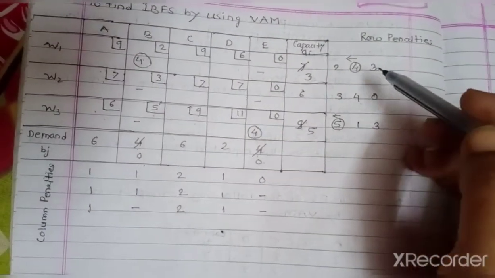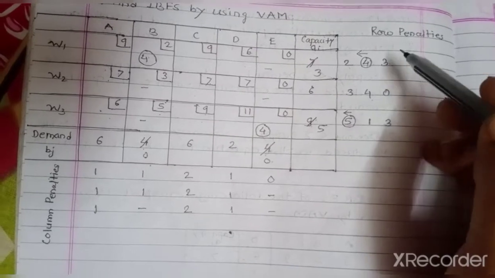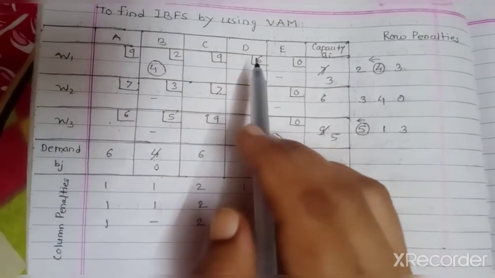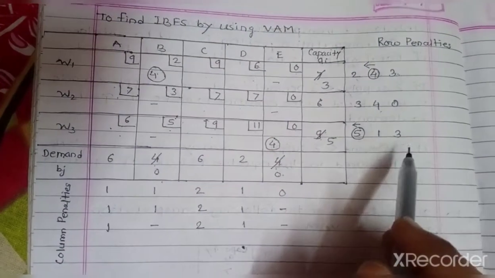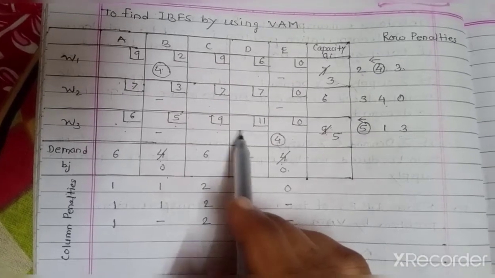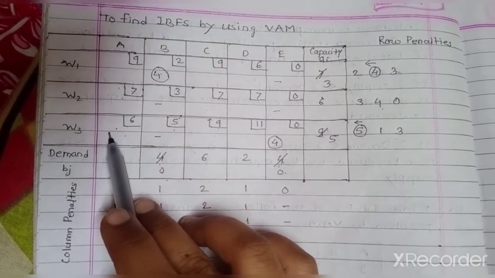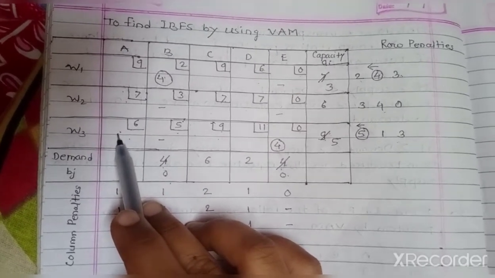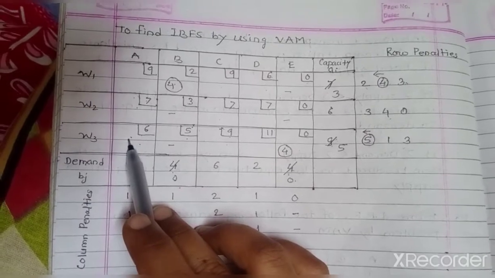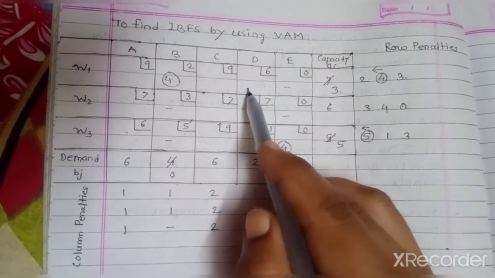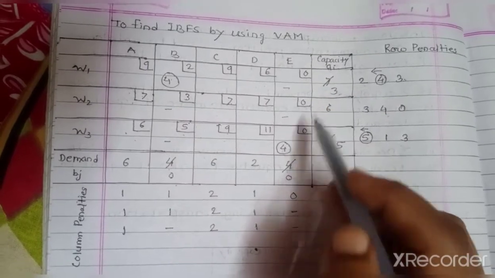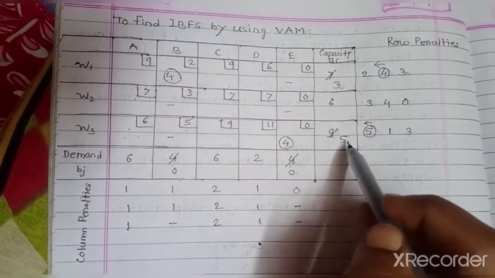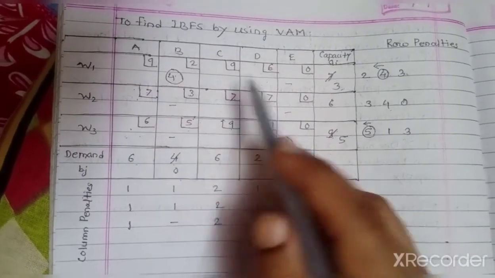So 3 is the maximum, but again that 3 occurs in two positions, the first row position and the second row position. In the first row the minimum is 6, and in the third row the minimum is again 6, so the same cost is repeated in those rows. So we check on which minimum cost we fill the maximum allocation. If we choose this 6, from 3 and 2 we fill the 2, and if we choose this 6, among 5 and 6 we fill the 5.